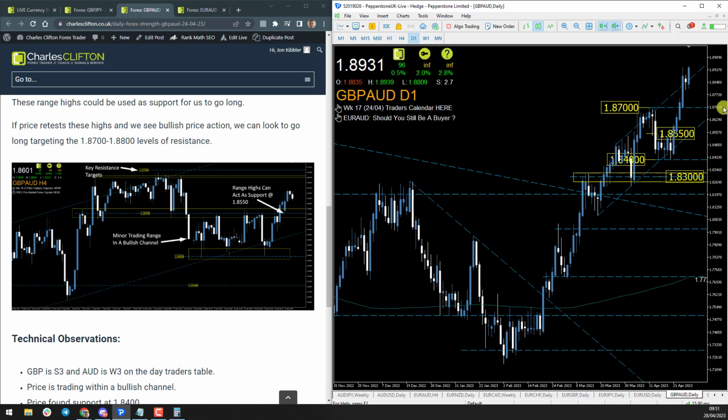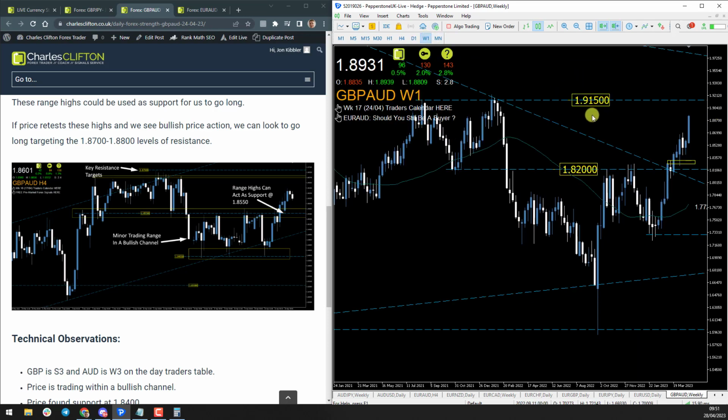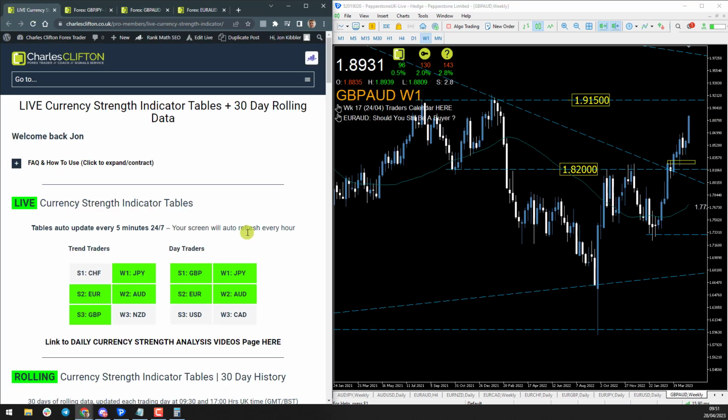I think that we are going to be heading towards the next key level of resistance, which is that 1.9150. And if pound Aussie remains on the tables going into next week, we could even look for some pullback opportunities for some longs going into next week as well.